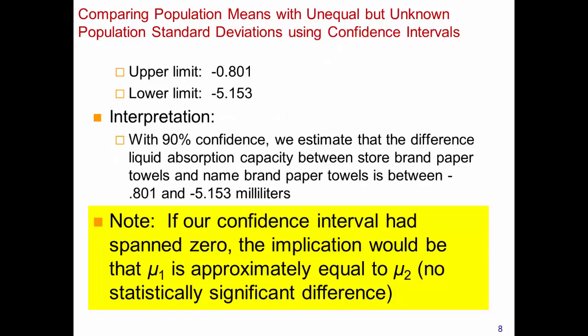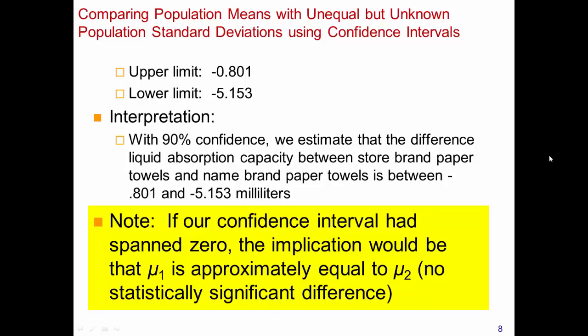So what that means is that if our confidence interval had spanned 0, that means that mu sub 1, or the mean of our store brand paper towel liquid absorption capacity, is approximately equal to our mu sub 2, which is the brand name paper towel liquid absorption capacity. In other words, if your confidence interval spans 0, the implication is that the two means are not statistically significantly different.